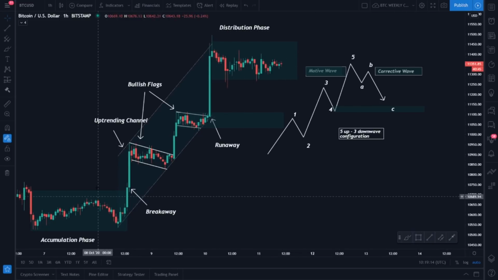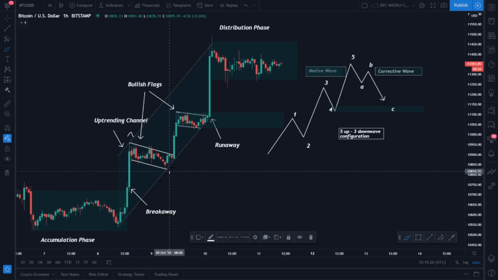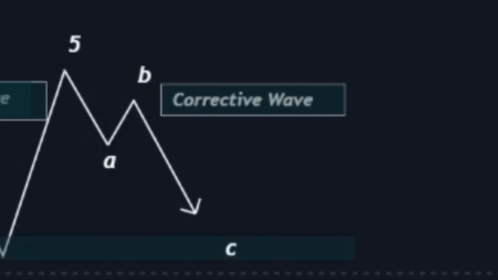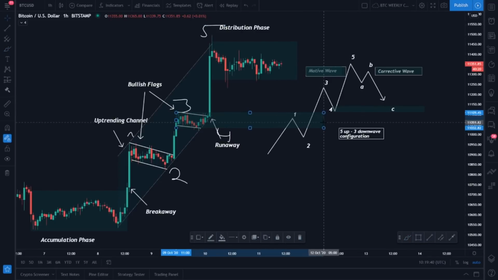But I am going to look at this particular scenario from a different perspective. This is also a 5 up 3 down wave confirmation. What I mean by that is that this here is 1, this is 2, this is 3, if you are familiar with Elliott wave. So this is 5, and now what I'm expecting is this A, B, C. That is the corrective wave. So what happens when this corrective wave forms? Where am I looking? I'm looking at the price level of 11,100 to 11,000.